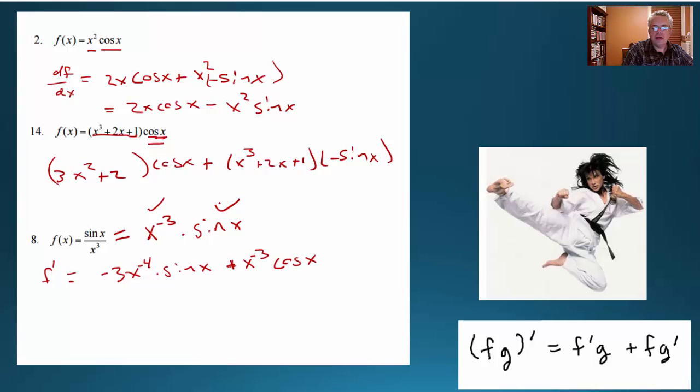All right, now the only thing I can do to simplify is maybe put things with negative exponents in the denominator. So this would be negative 3 sine of x over x to the fourth, plus this one would be cosine of x over x cubed. Wow, this is getting crazy. There's a lot to derivatives. We still got more to go.